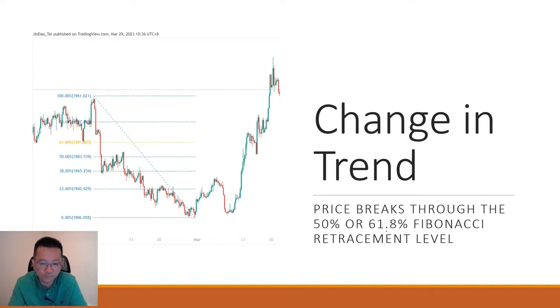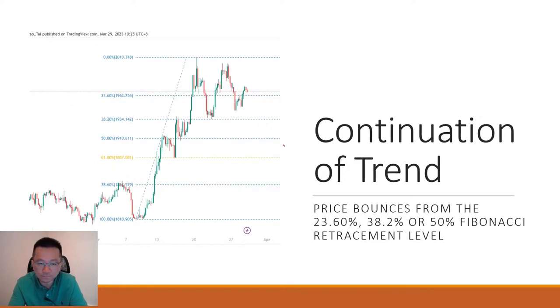Typically I look at 50% or 61.8% as the level that's going to tell me where price is going. You can see if I draw that straight line right across, price has broken above 50 and moved up, and then we're going to say, okay, great, we're looking for the upward move. The continuation of trend is when price bounces from the 23.6, 38.2, or 50%. Again, this is how I look at it.